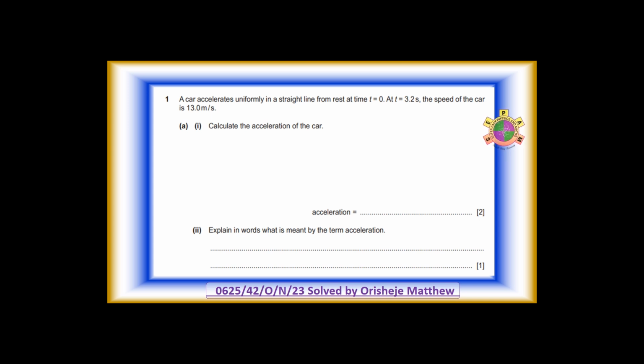For 2 marks. Acceleration is the difference between final velocity and initial velocity divided by time taken. Acceleration is 13 minus 0 divided by 3.2 minus 0. Acceleration is 13 divided by 3.2, which gives 4.0625 meters per second squared.